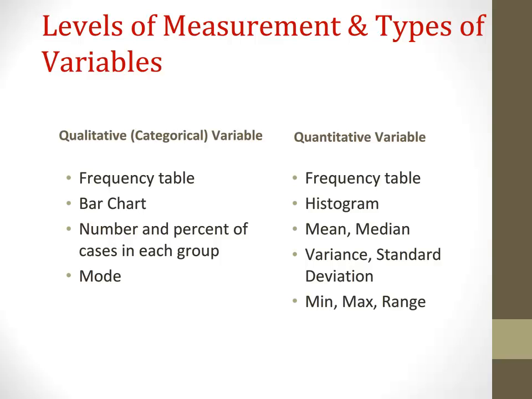Nominal variables, or qualitative variables, categorical variables, are often reported and described using frequency charts, bar charts, numbers, percentages, and modes, whereas quantitative variables are described, and these quantitative variables are more like your interval and ratio level variables, as well as your ordinal variables, are described in frequency tables, histograms, described using mean and median, standard deviation, the minimum, and the maximum.